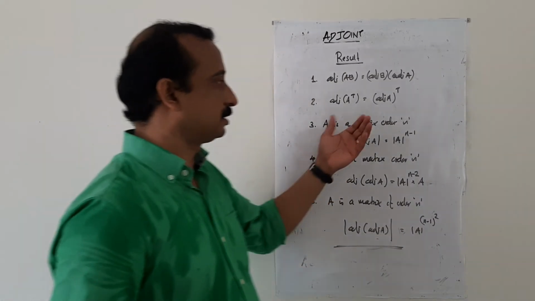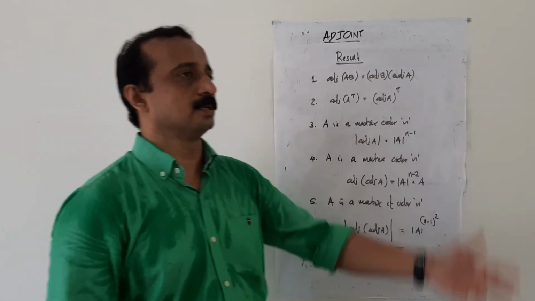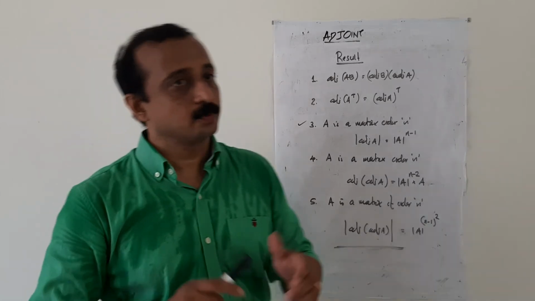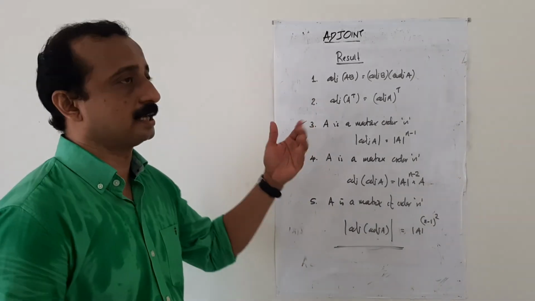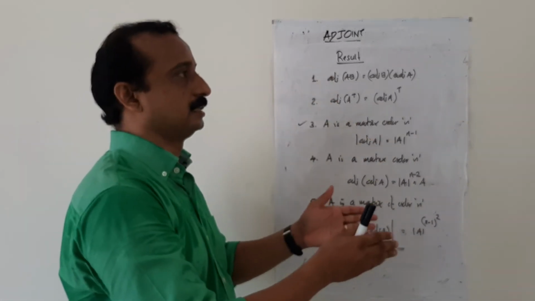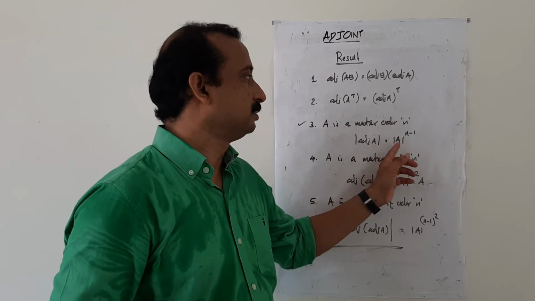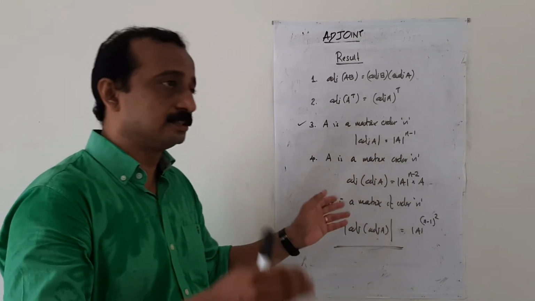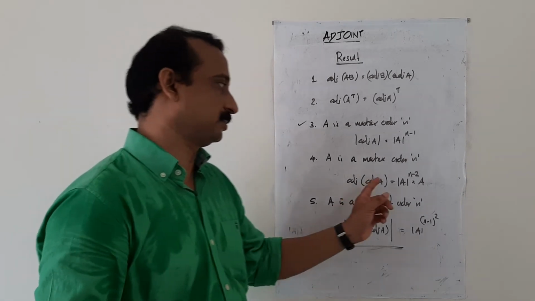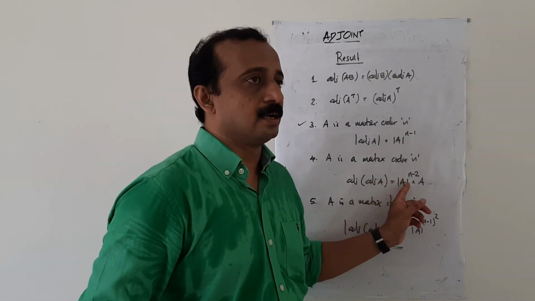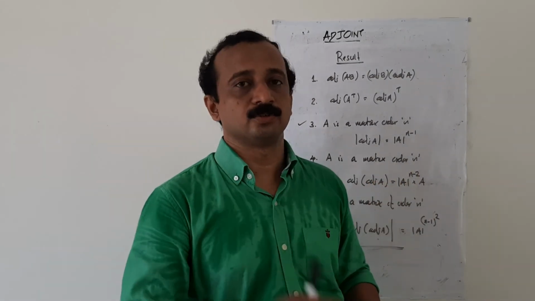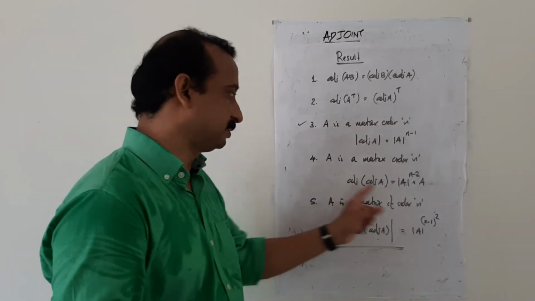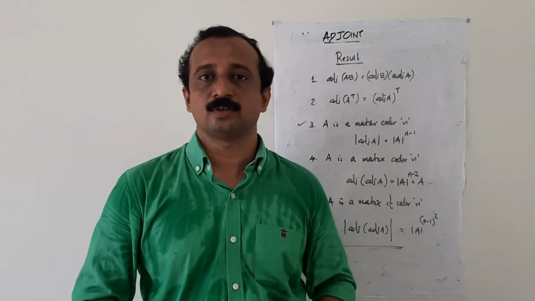So very important results. Adj of AB is very simple, adj B into adj A, but this third is very important. Adj of A transpose, adj A the whole transpose, is equal. But if A is a matrix of order n, then det of adj A, adjoint into determinant value, is equal to det A raised to n minus 1. And if A is a matrix of order n, then adj of adj A, matrix in adjoint, is det A raised to n minus 2 into A. And if A is a matrix of order n, then det of adj A is equal to det A raised to n minus 1 whole square.